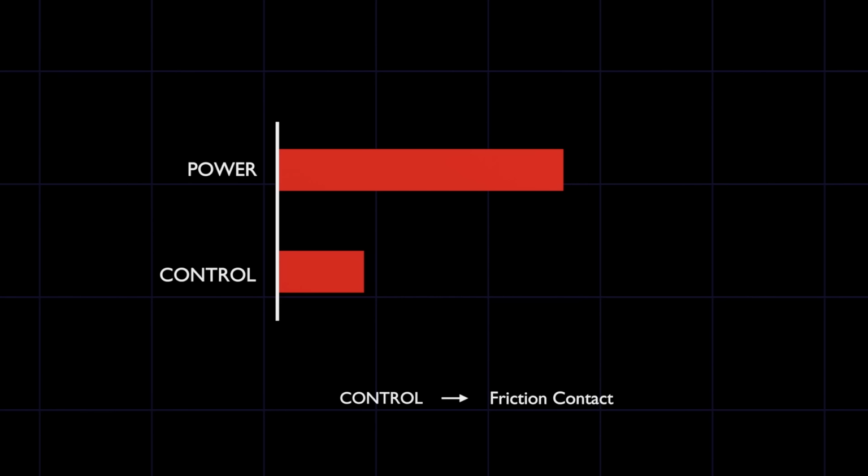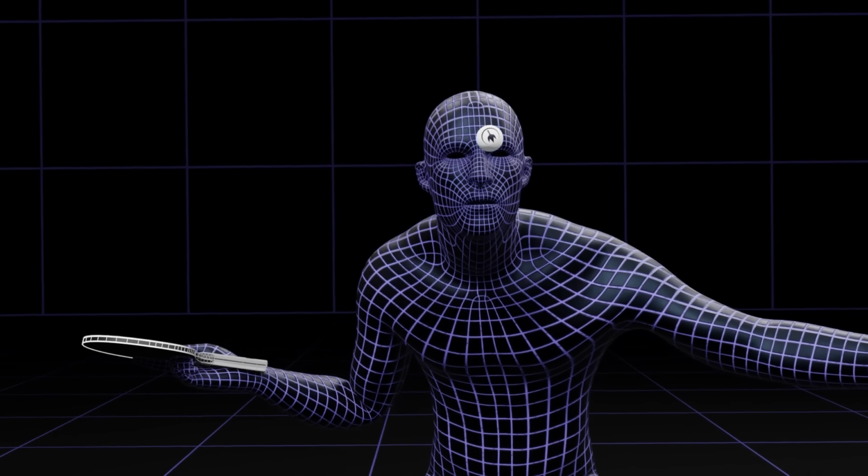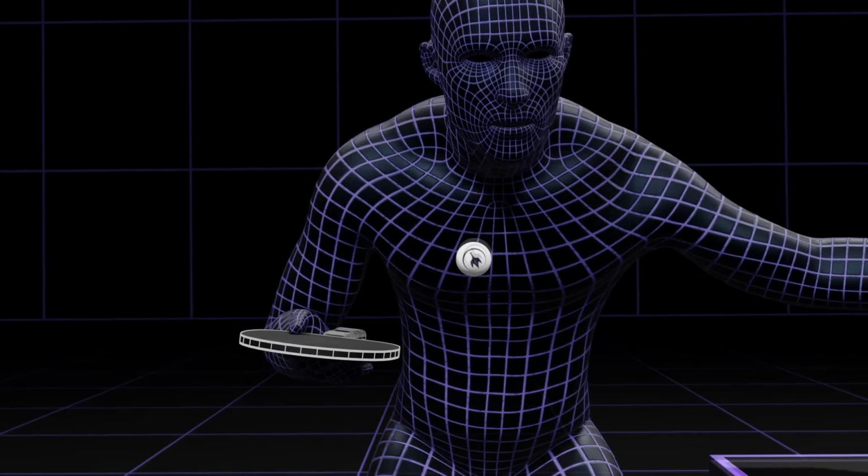If the stroke speed is too high, the lack of control will make it harder to create proper friction contact, reducing the amount of spin transferred to the ball. That's why generating more spin isn't just about maximizing power, it's about finding the right balance between power and control. You need to identify the maximum speed you can generate without compromising control or the quality of the friction contact.